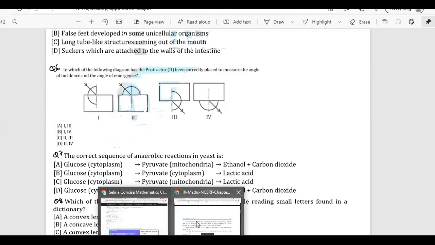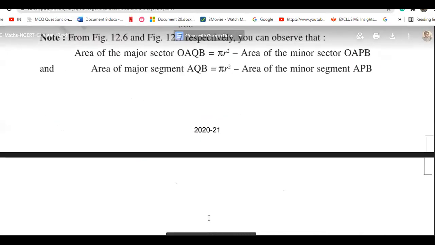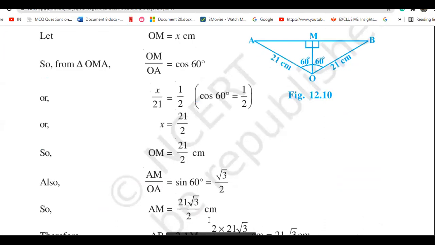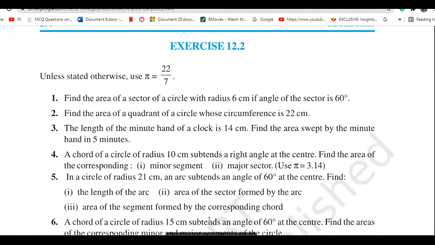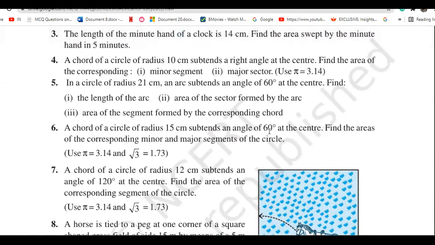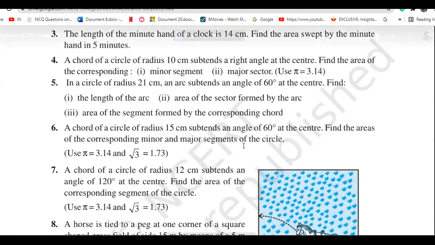So this is a similar question. Now it's your turn to do this question. I'm going to give you another question. This is question number 6. A chord of a circle of radius 15 centimeters subtends an angle of 60 degree at the center. Find the area of the corresponding minor and major segments.